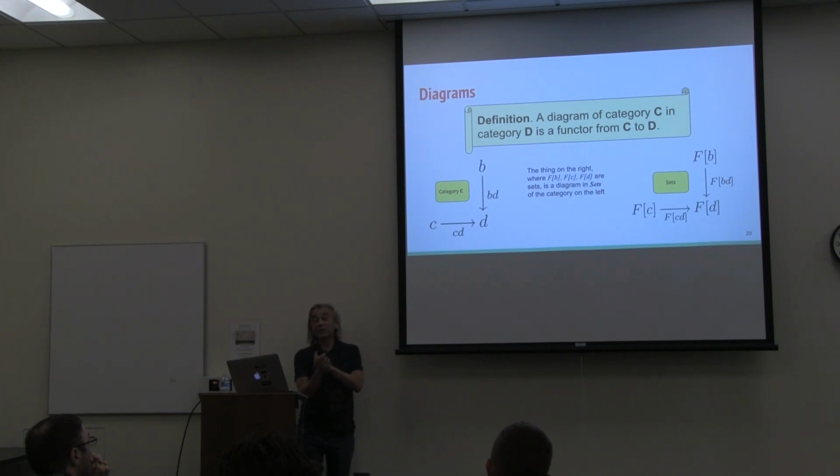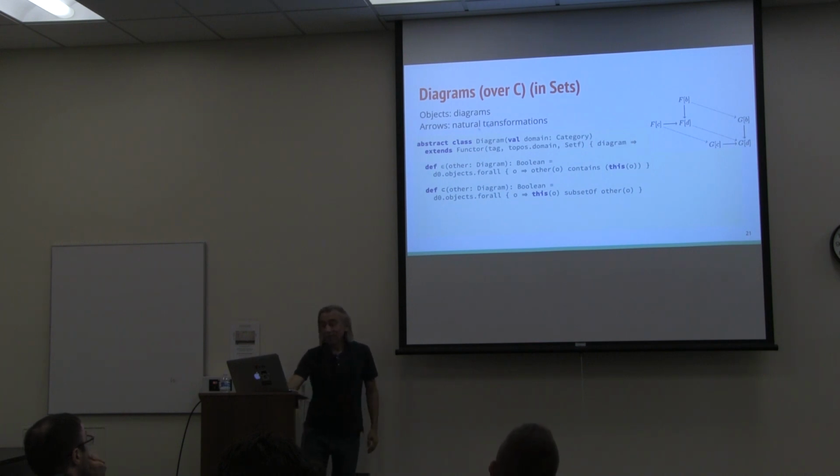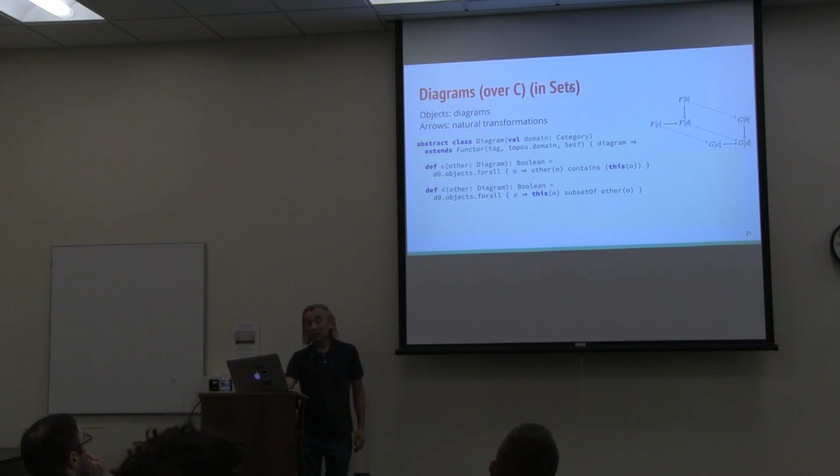Toposes, or at least Grothendieck toposes, consist of diagrams or presheaves. We will have a presheaf if instead of category C, we have category C op with arrows inverted. So big deal. We are not going there. So this is the Scala code for a diagram when we build diagrams in sets. In all further slides, I'll be talking about diagrams into sets.